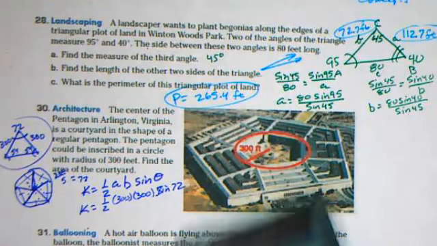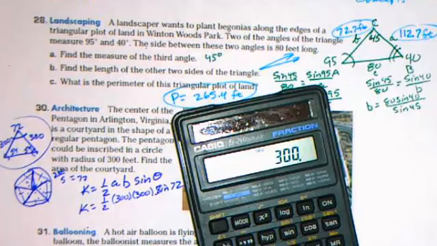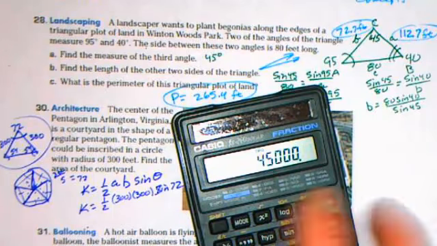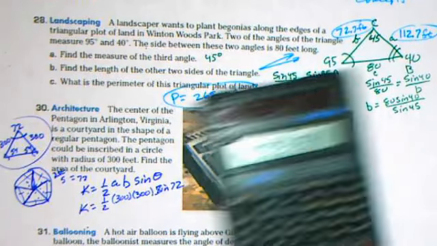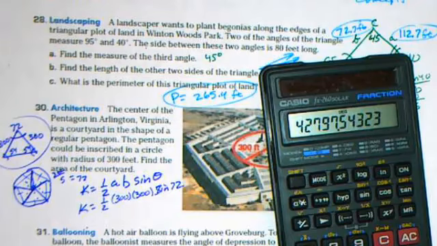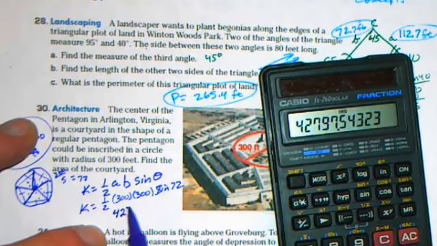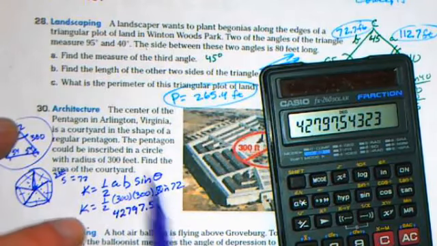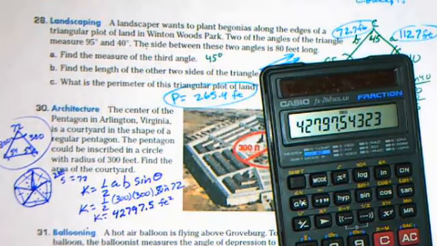So we're going to multiply our answer by 5. Bring the calculator in: 0.5 times 300 times 300 times sine of 72 equals 42,797.5. And this is feet squared. So one triangle has an area of almost 43,000 square feet.